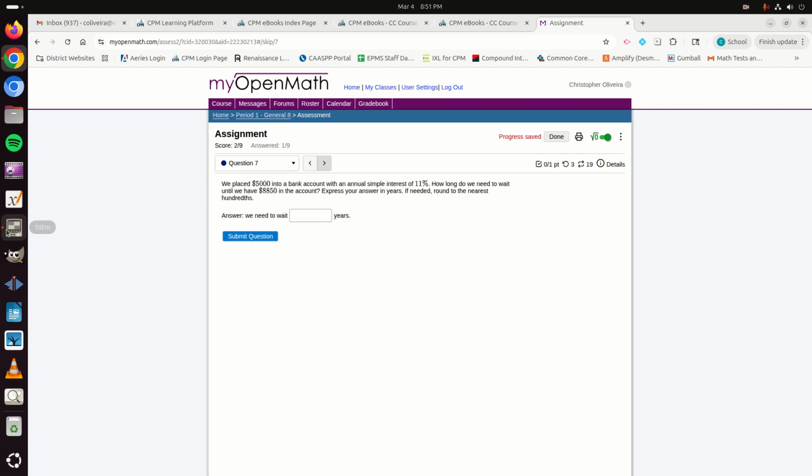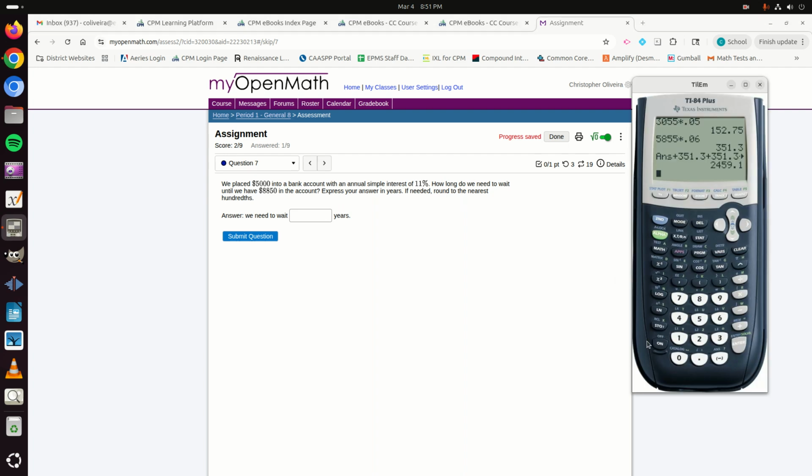And then we get to finally the last kind of question. And again, we're just dealing with simple interest, ignoring compound interest. We'll worry about that later this week. We place $5,000 into a bank account with a simple interest of 11%. How long do we need to wait until we get $8,855 in the account? Express your answer in years. If needed, round to the nearest hundredth.